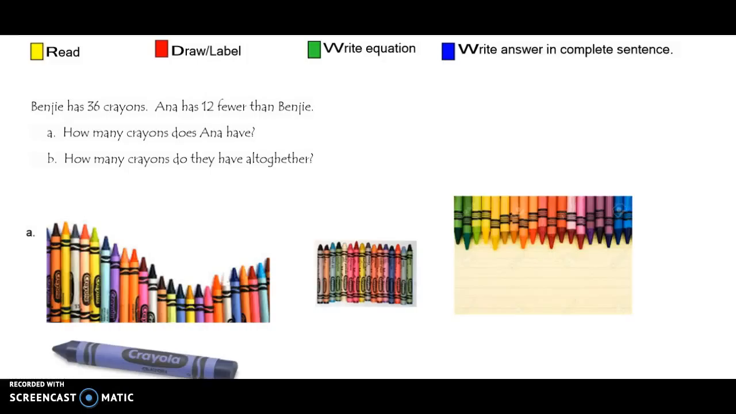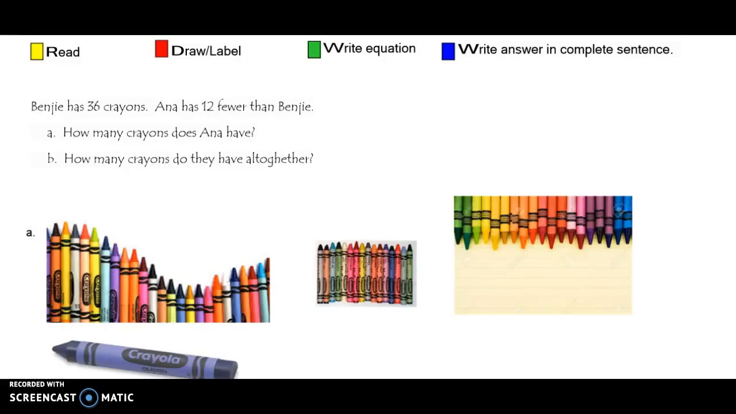The first time, remember, here's where you need to visualize or see the problem. The second time is we're going to identify any important information. So let's take a look at our first problem. Benji has 36 crayons. Anna has 12 fewer than Benji.